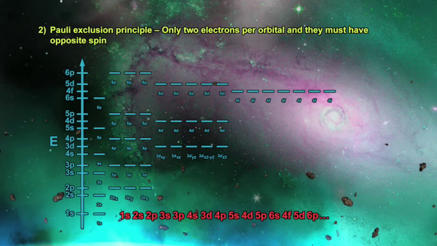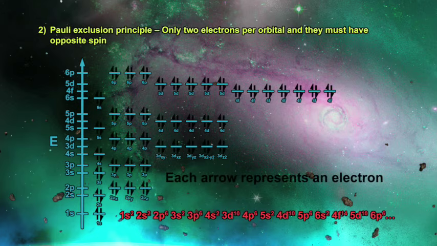The next rule is called the Pauli exclusion principle, which simply translates to only 2 electrons per orbital with opposite spin. Within the electron configuration diagram, we will represent electrons as half arrows. The first arrow is up and the second arrow is down. Remember that each line on this diagram abstractly represents an orbital and that each arrow represents an electron in that orbital.